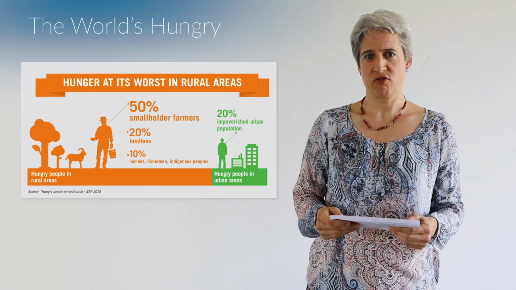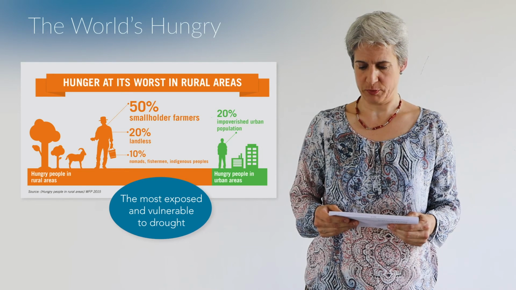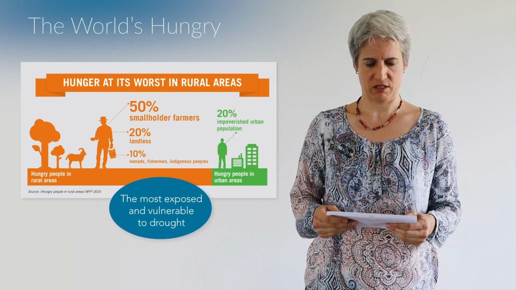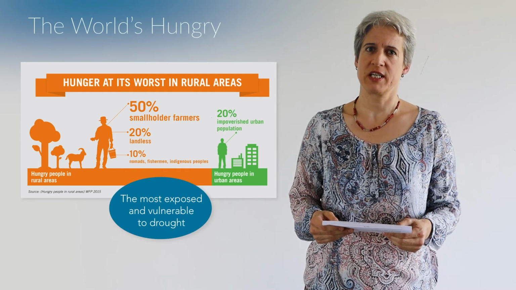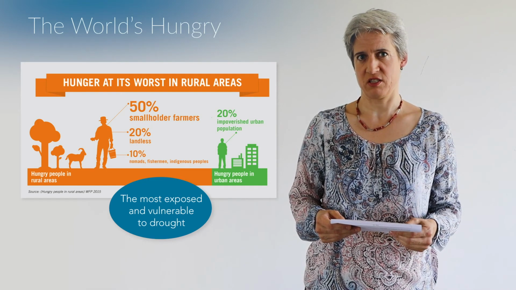80% of the world's hungry live in rural areas. These are the most exposed and vulnerable to drought risk. How does an organization like Welthungerhilfe work to address this challenge?